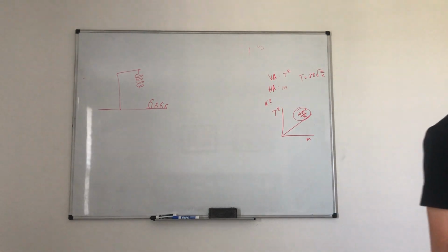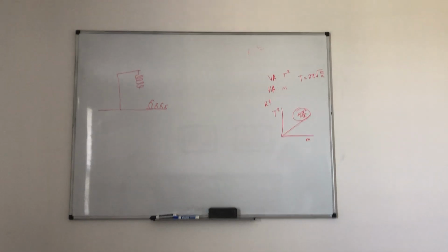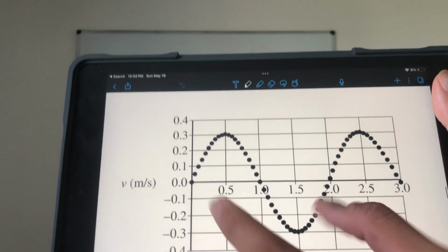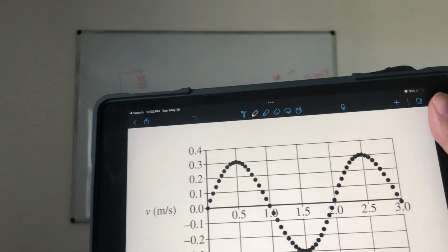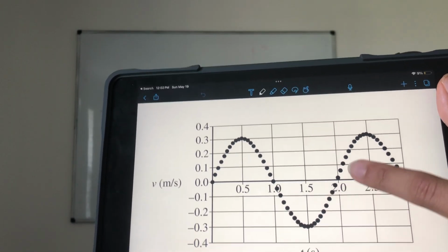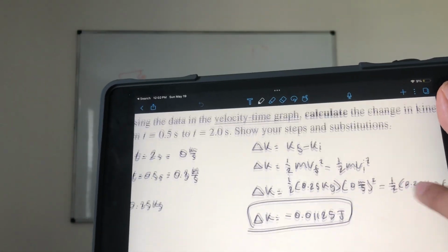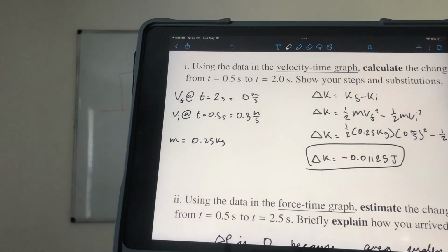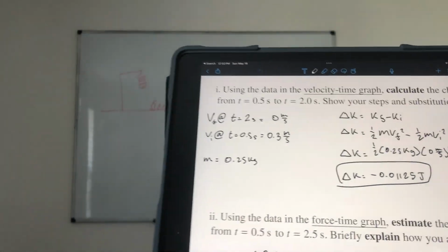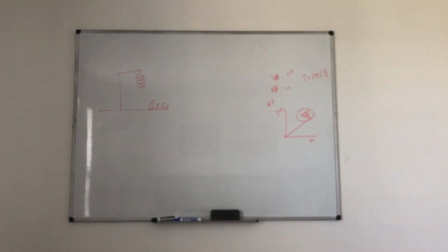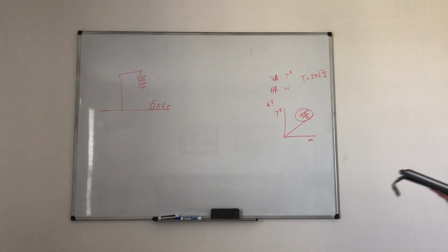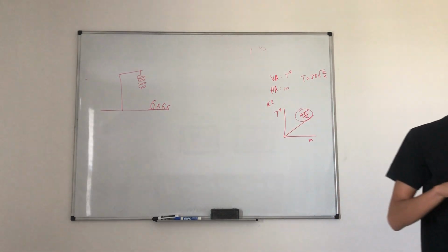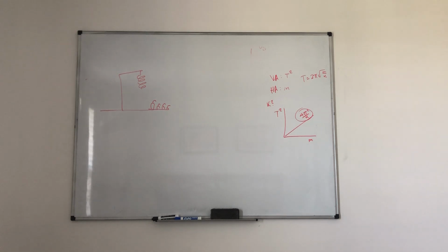So part C, using the data and the velocity versus time graph, calculate the change in kinetic energy. So what I would do, well, I'm just going to go to my iPad, I don't really feel like drawing this out, is I would say, well, the speed at t equals 0.5 is 0.3, and then the speed at t equals 2 is 0. And then you would find those velocities and make an energy equation and solve for K. And I got K is equal to negative 0.0125 joules. So, awesome. That's actually really small, so hopefully I didn't mess that up.